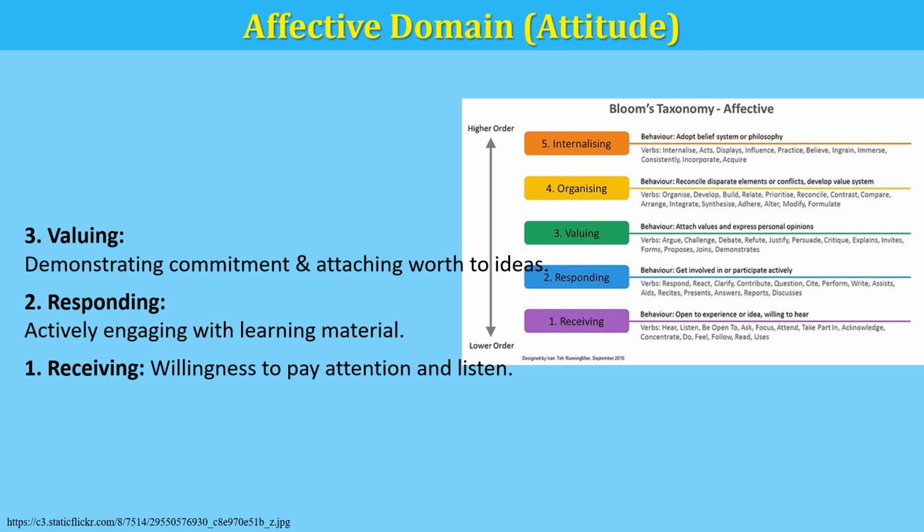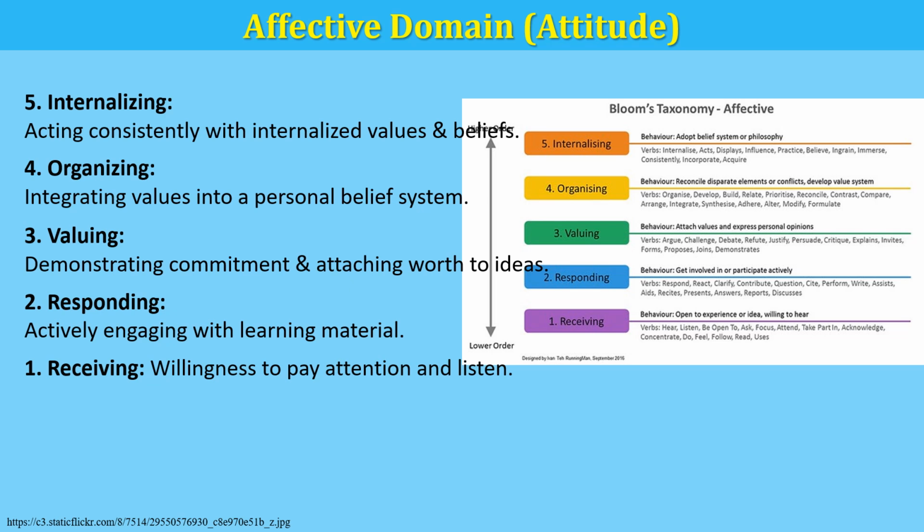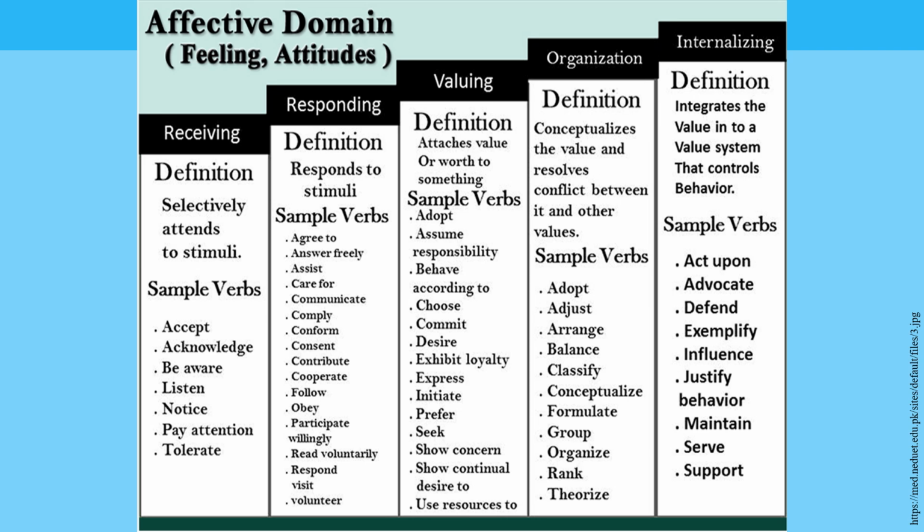Valuing: contribute to open source projects and advocate for software accessibility, showing dedication to community-driven development and inclusivity. Organizing: develop a personal coding ethic that prioritizes writing clean, maintainable code and adheres to principles of software sustainability and ethical AI use. Internalizing: continuously apply best practices in software development such as rigorous testing and documentation, reflecting a commitment to quality and reliability in all projects. Affective domain: feelings and attitudes.